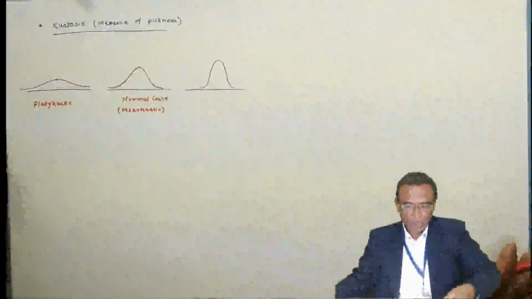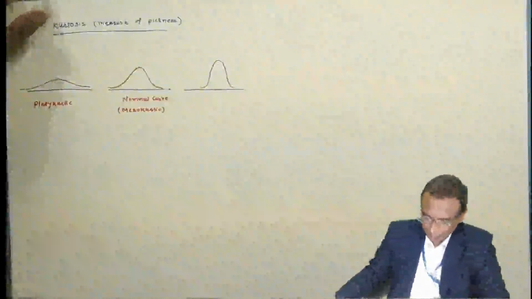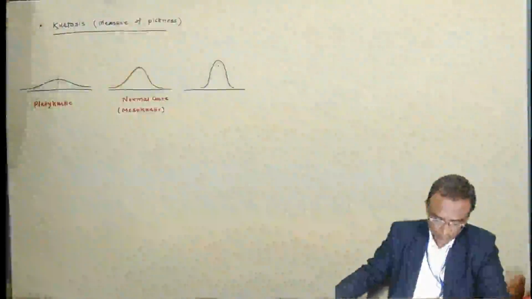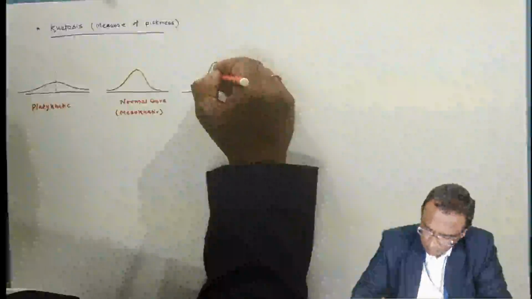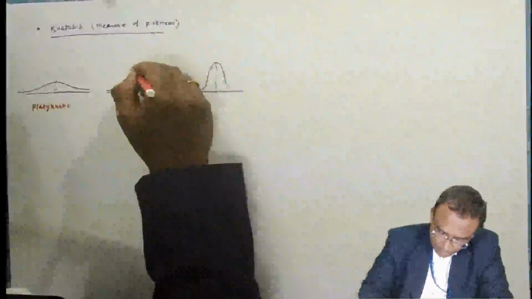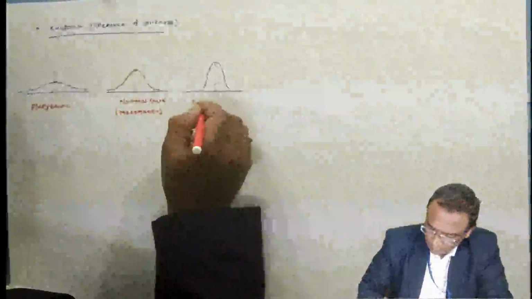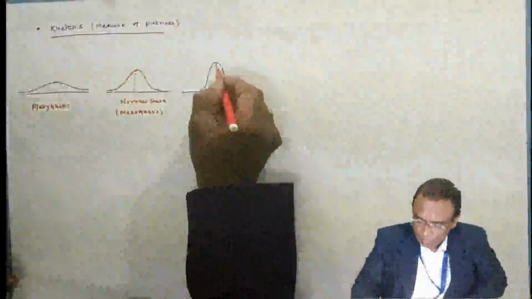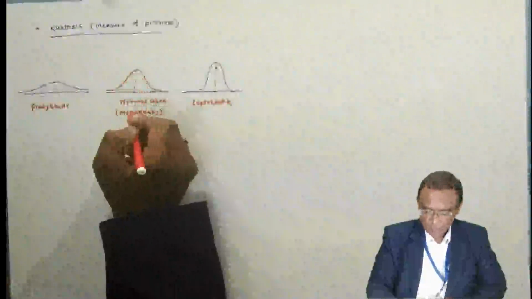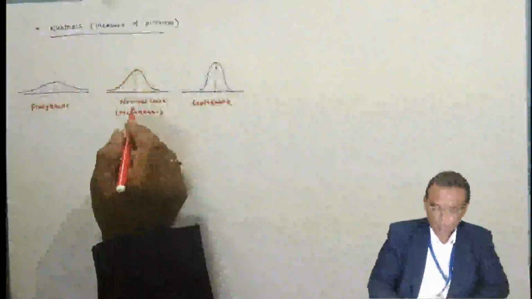Normal curve is mesokurtic, then the platykurtic, and now this one is more peaked. This curve is leptokurtic. Here the thickness is more than the normal. In a normal distribution or normal curve, the thickness is standard. This curve is mesokurtic, and this is less thick. Thickness is less. This is the platykurtic curve.